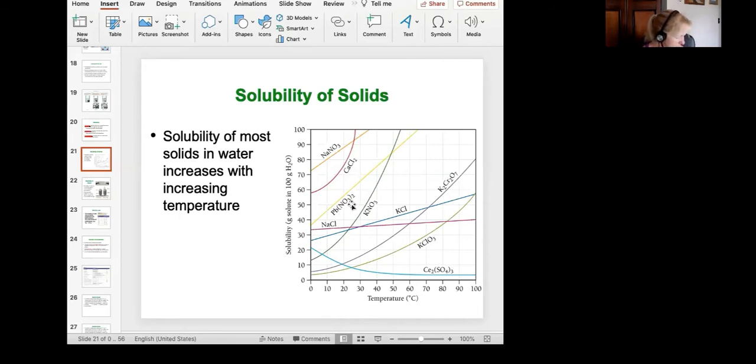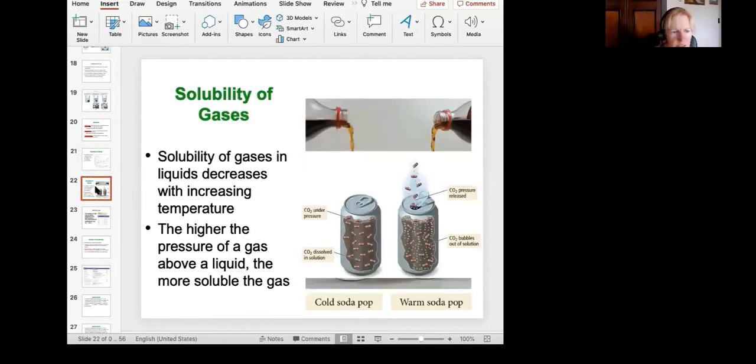Now, what happens if we have a gas? So if I have a gas, what would be some of the things that affect the solubility of a gas? Gases are affected by pressure. Unlike solids and liquids, which are not affected by pressure, gases are affected by pressure, and pressure has a significant effect on the solubility of a gas. And so if we're thinking about gases and the solubility of gas, we have to be able to also consider pressure in that scenario. So here is a cold soda pop and a warm soda pop.